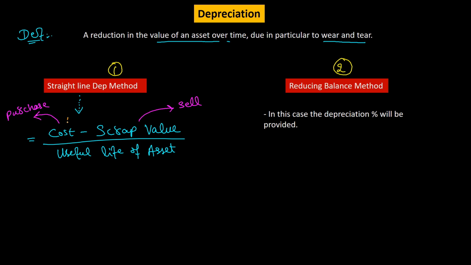So let's say the cost is $10,000 and the scrap value is $2,000 and the useful life is 5 years, as a result of this calculation we will get an answer of $1,600. So that means we will depreciate our asset for each of the 5 years with the amount of $1,600. Now if we talk about the reducing balance method, then in this case the depreciation percentage will be provided.